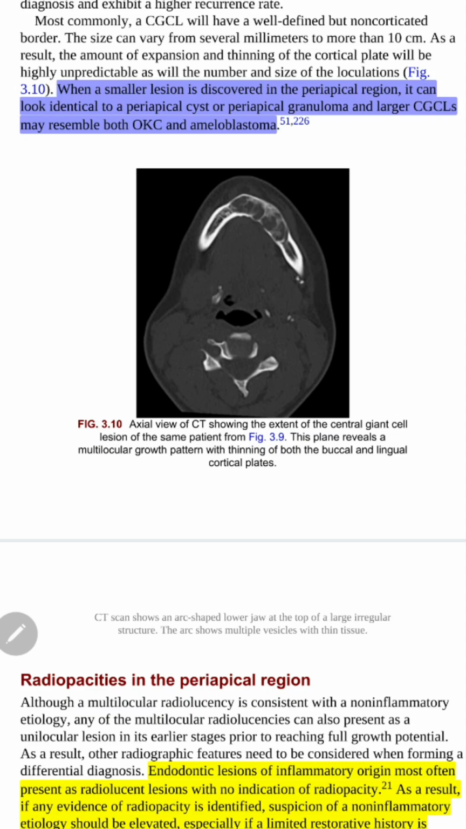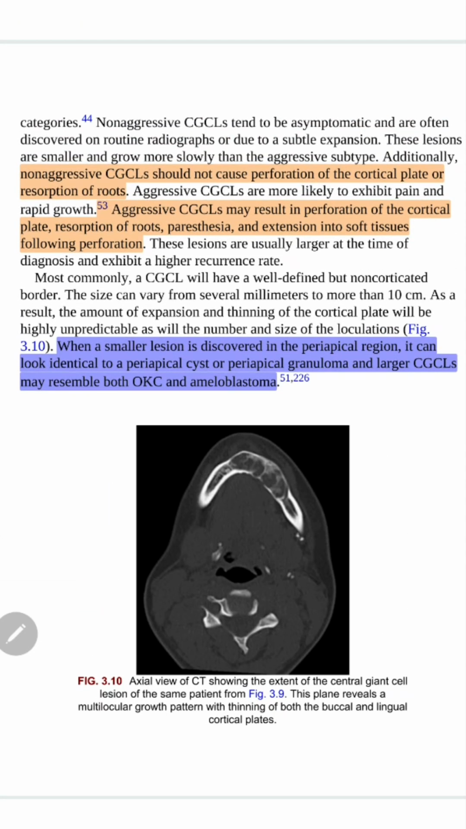We finished the three most common lesions that are multilocular radiolucencies. We must know that when they are smaller lesions in the periapical region, they cannot be distinguished from the periapical cyst, and they have the same look. The three of them are the same. We can differentiate between them when they have an aggressive attitude, or they reach large sizes.